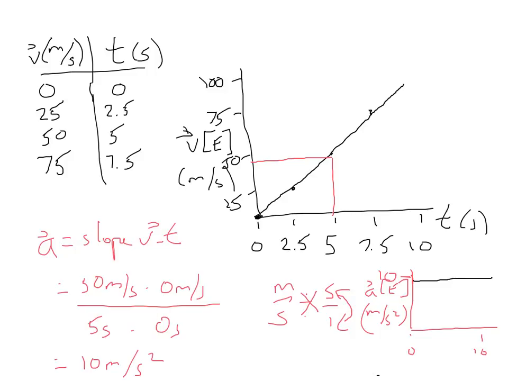What that means is that my acceleration is constant, it's not changing. It is going to be 10 meters per second squared. So that means that for every second of time, my velocity is increasing by 10 meters per second. Anyways, that's how you get from displacement time to velocity time to acceleration time graph.